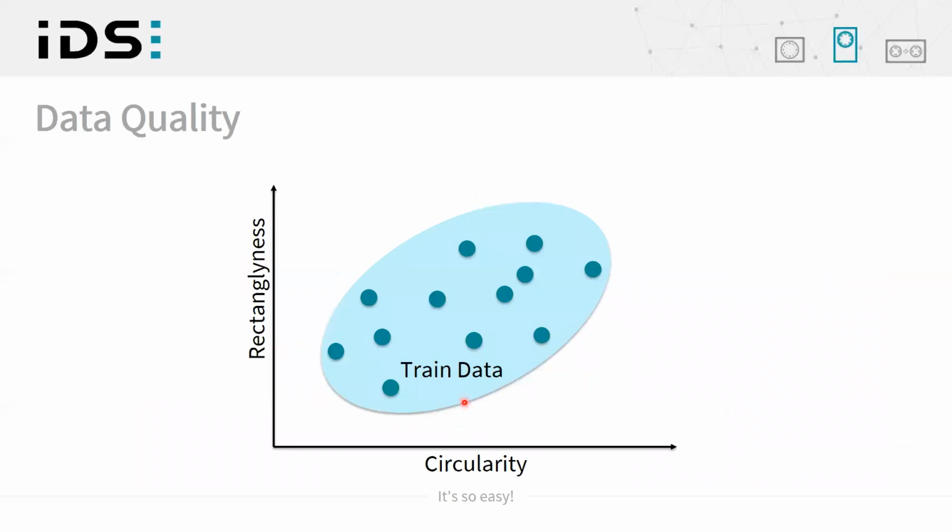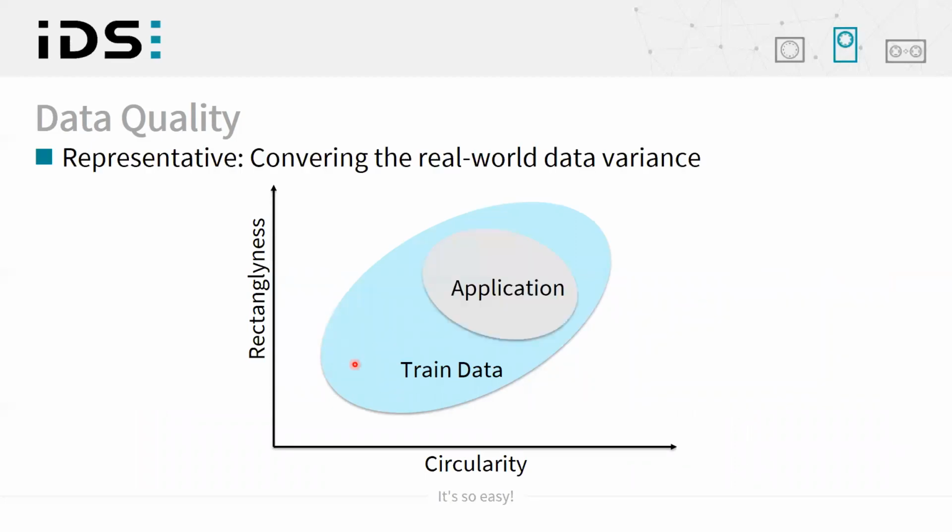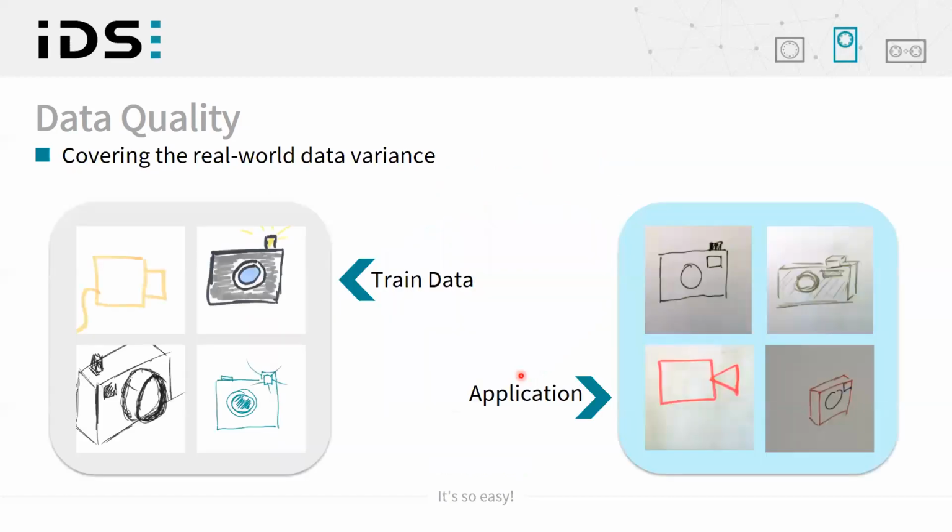So we can say our training data lies within this distribution. The goal now is to cover the full variety of real-world application data with our training data. So if the distribution of application data lies completely within the training data, then this is the optimal case scenario. However, it's not always easy to get this right in the beginning.